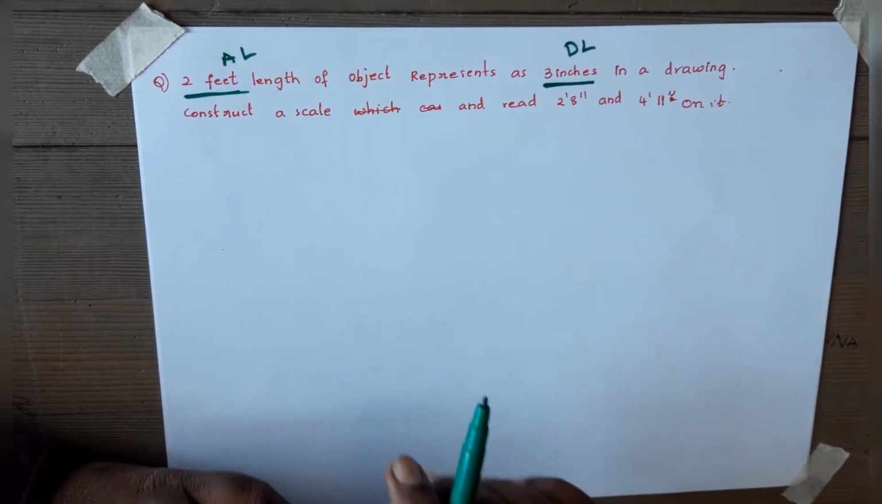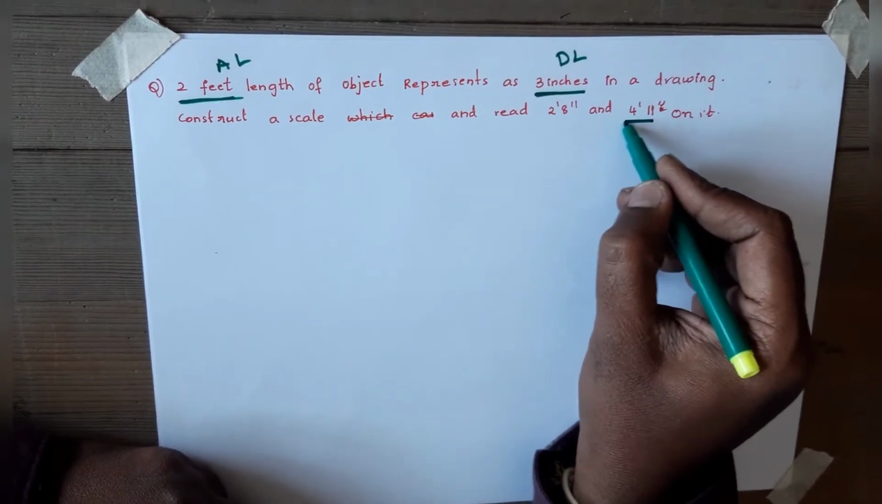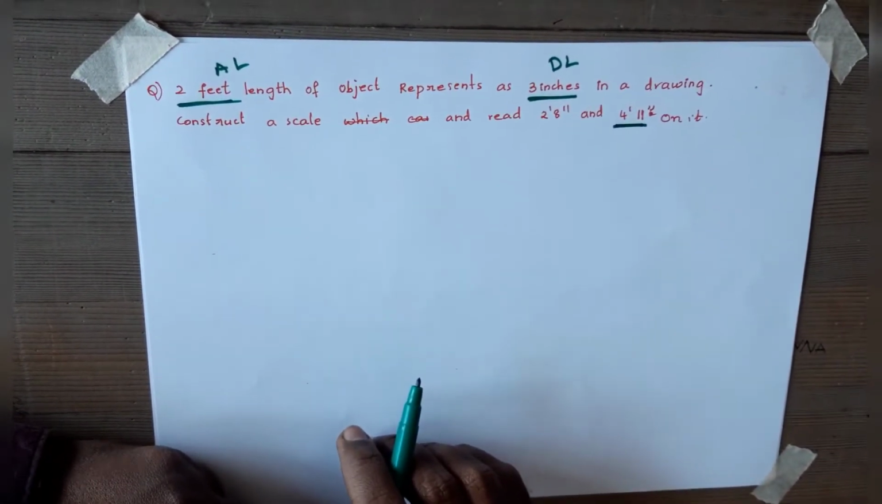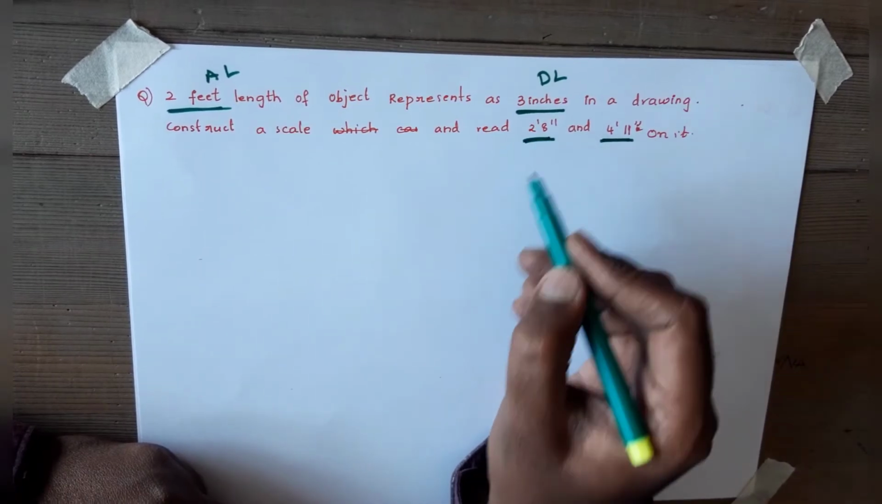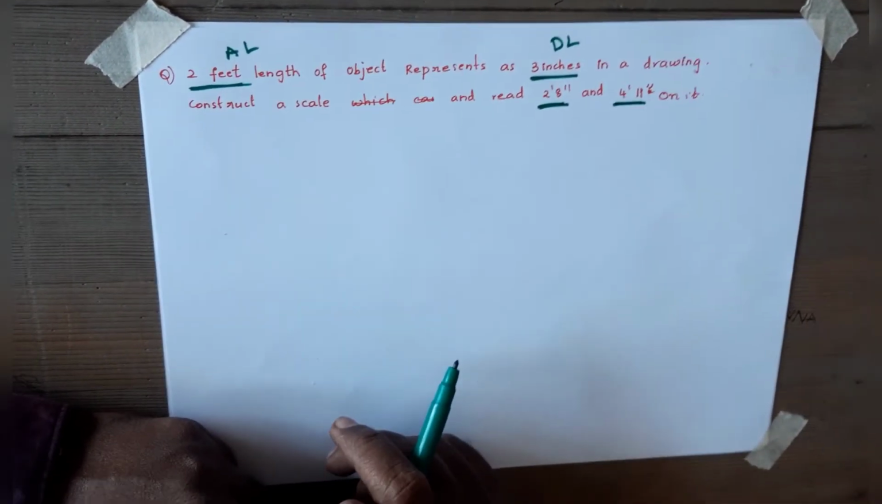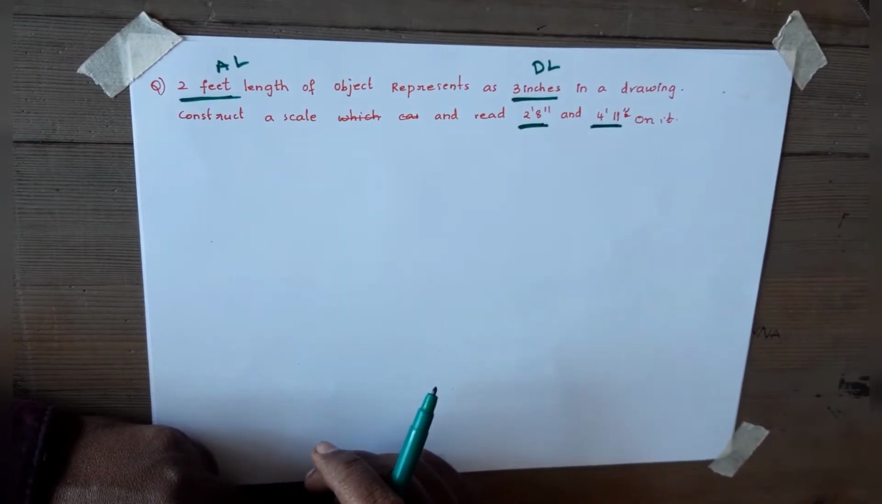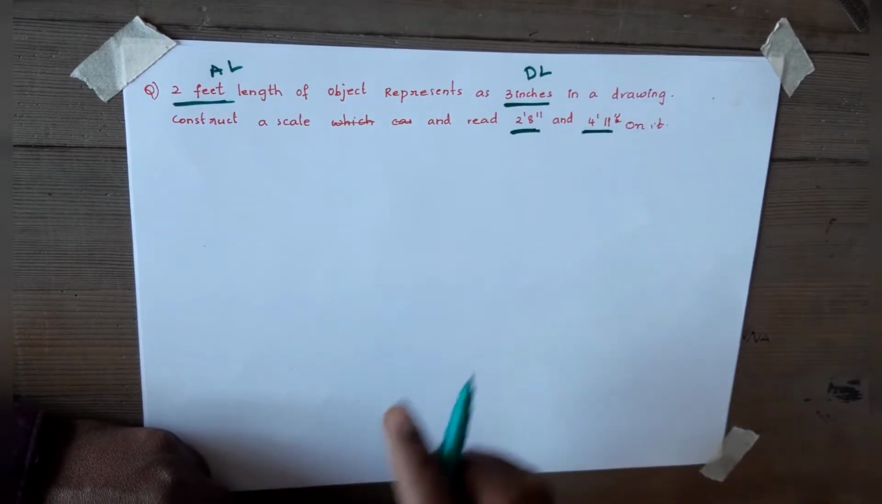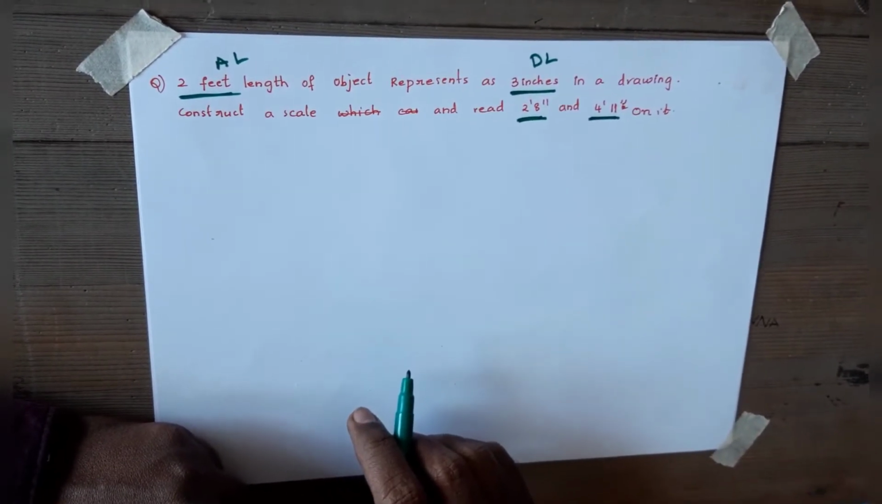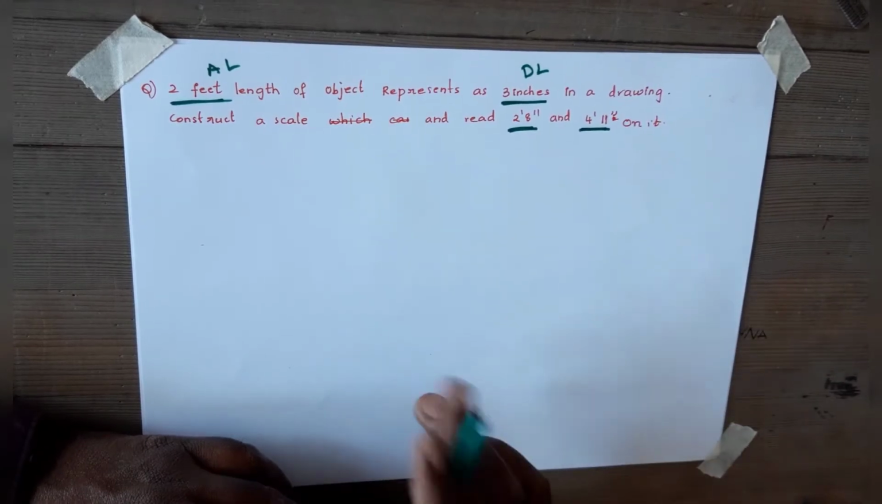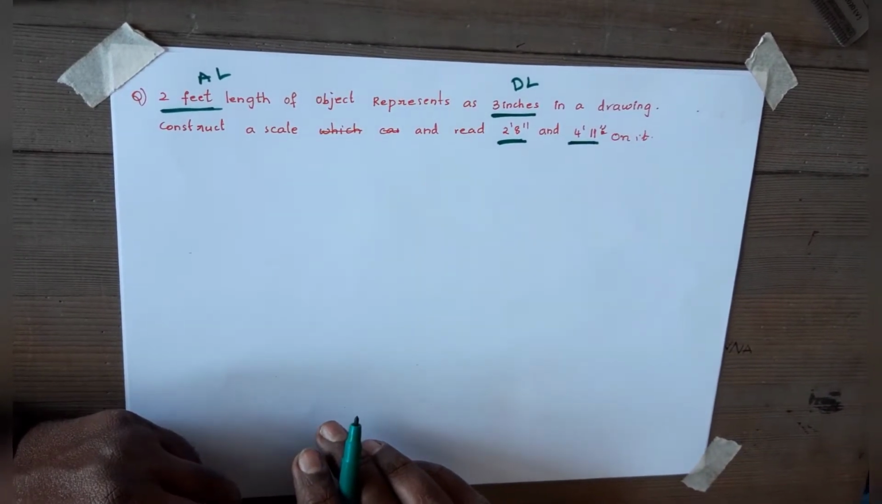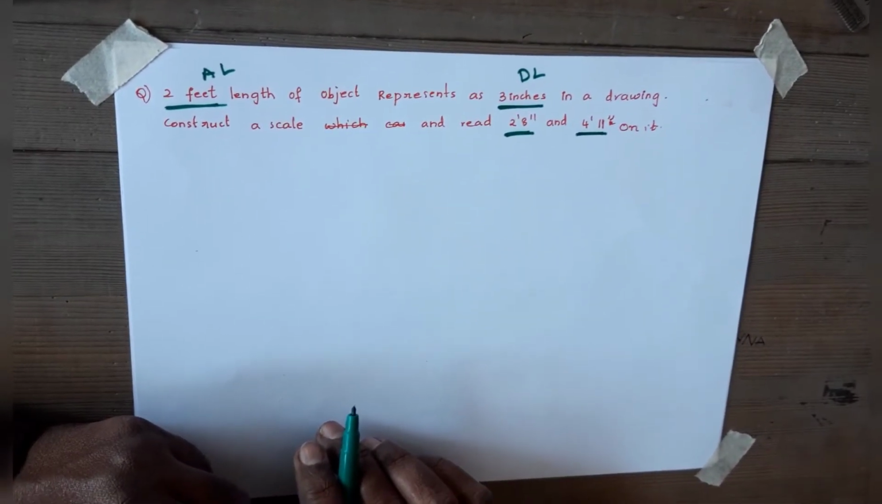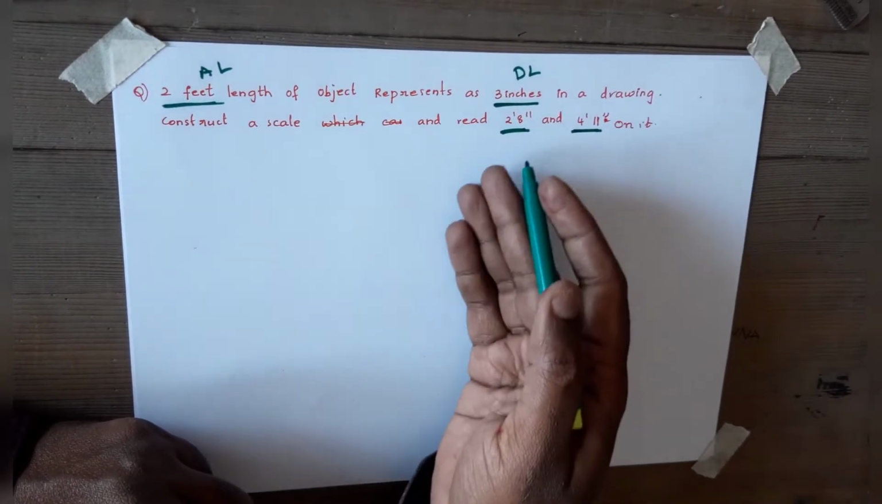So here, what was given, we have to mark 4 feet 11 inches and 2 feet 8 inches. From this information we have to know the maximum length. To measure this, how much scale length is required? Is a 2 feet scale sufficient? No, sir, because I have to mark 2 feet 8 inches.